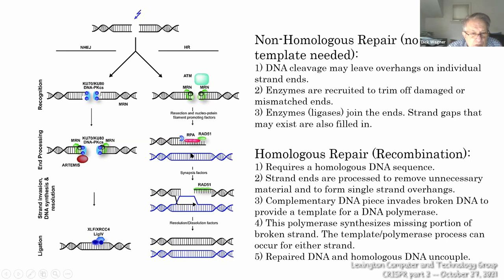Now we've got the homologous strand that sits here, and the system recognizes that. So the complementary DNA piece invades the broken DNA to form a template for our DNA polymerase. Now, this part of the cartoon is kind of difficult to see, to understand, to begin with. This particular portion of the homologous sequence rotates out of the way. Again, this takes energy, but it does happen, and it unwinds this to some extent, allowing this strand to come in at this point.